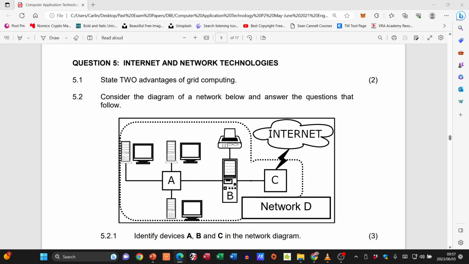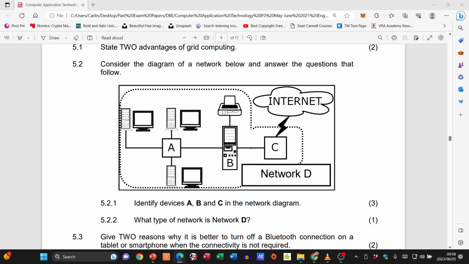Right, 5.2. Here we've got a diagram of some sort of network. You can see a network D. We've got a fairly big computer over here. We've got a printer. We've got 1, 2, 3 computers, and then we've got C over here that links us to the internet. So if I look at these where we are now, what do you think these things are? First of all, if I look at C, if that's some sort of device that's linking me to the internet, what do you think that is? That's going to be a router. It could be a modem, some sort of gateway that takes me from my network to the internet. So any one of those, router, modem, network, any one of those would suffice over here.